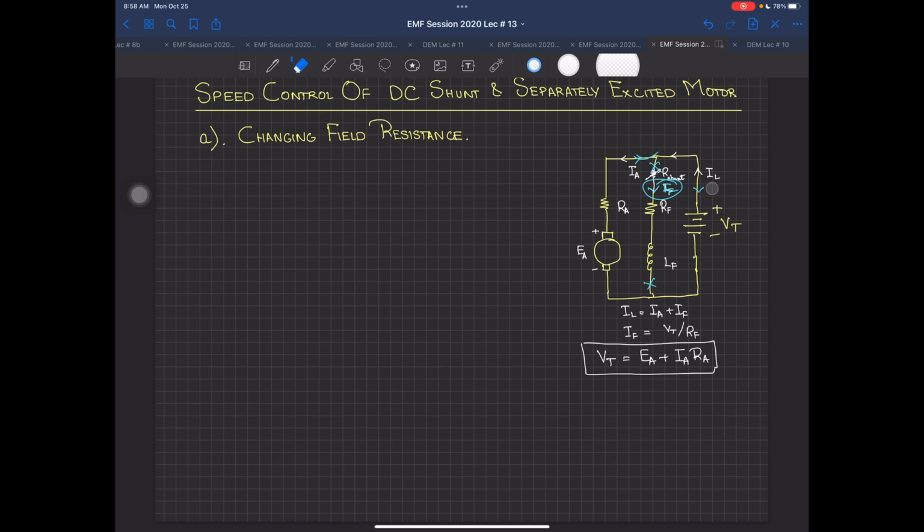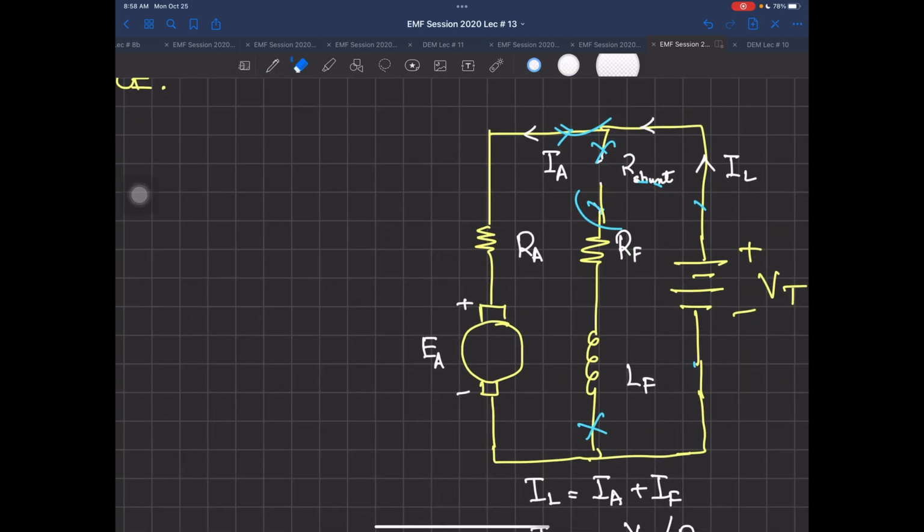Let me just take out these blue colored ones, they are not important to us. So over here, I have this shunt motor. Now I am talking about field resistance change. What does this mean? Listen to this very carefully. In this diagram, what I am doing is increasing this R shunt resistance.